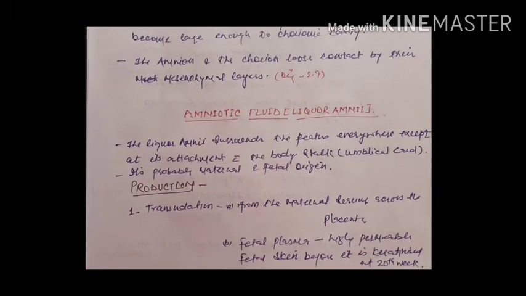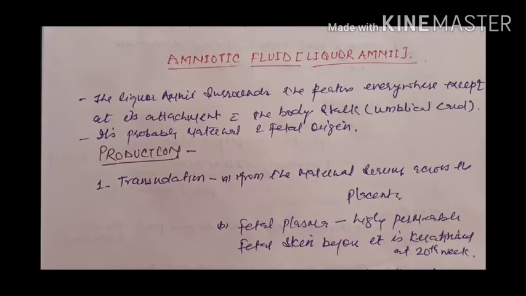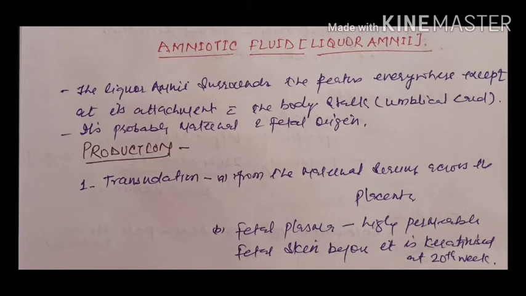Next, what is amniotic fluid? The liquor amnii surrounds the fetus everywhere except at its attachment with the body stalk. Body stalk means umbilical cord. It is of both maternal and fetal origin.